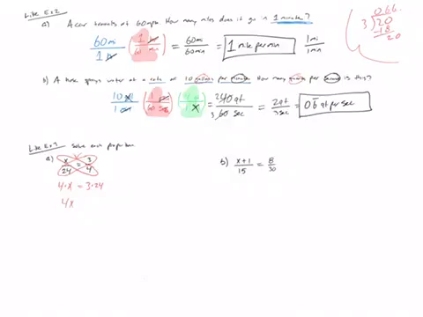So I will have 4 times x is going to equal 3 times 24. Or 4x is equal to 72. Divide both sides by 4. And you'll get x is equal to 18.